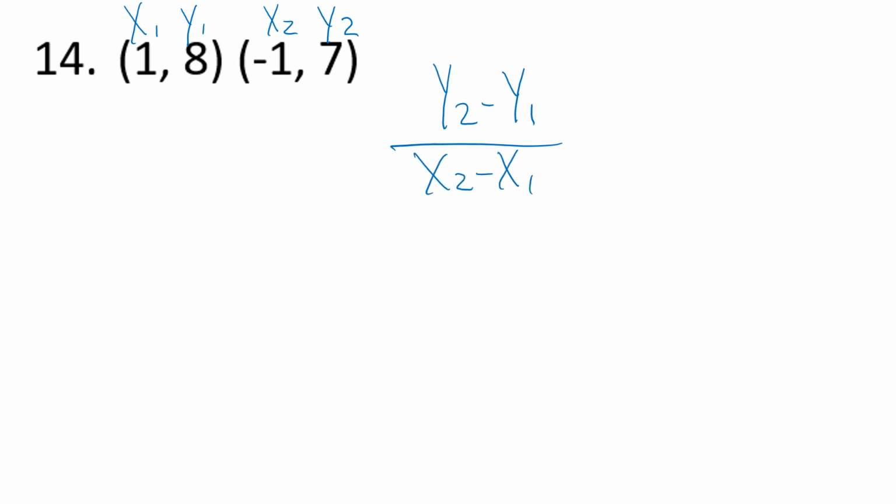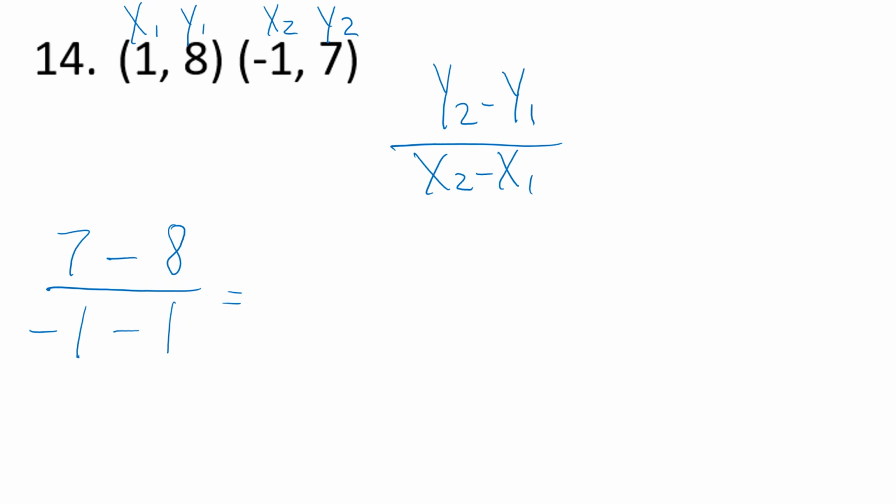Number 14, we are going to start out by labeling our ordered pairs, X1, Y1, since they're first, X2, Y2, since they're the second ordered pair. Our slope equation is Y2 minus Y1 over X2 minus X1. My Y2 is 7 minus my Y1, which is 8. My X2 is negative 1 minus my X1, which is 1.